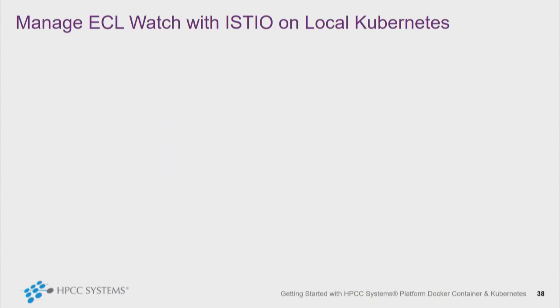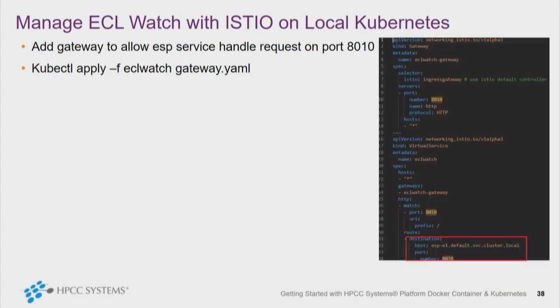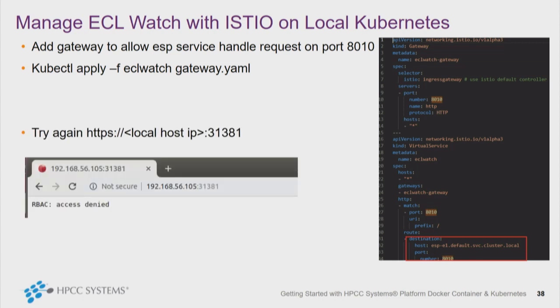The reason is we set it to deny everything. You need to turn on anything you want. So what do we need to do? We need to add the request on port 8010 to our gateway to process this request. Here is the file, and what the bottom means is that we allow the ESP service to handle the port 8010 request. After you apply this gateway YAML file and try again, now you get a different error message. It says access denied.